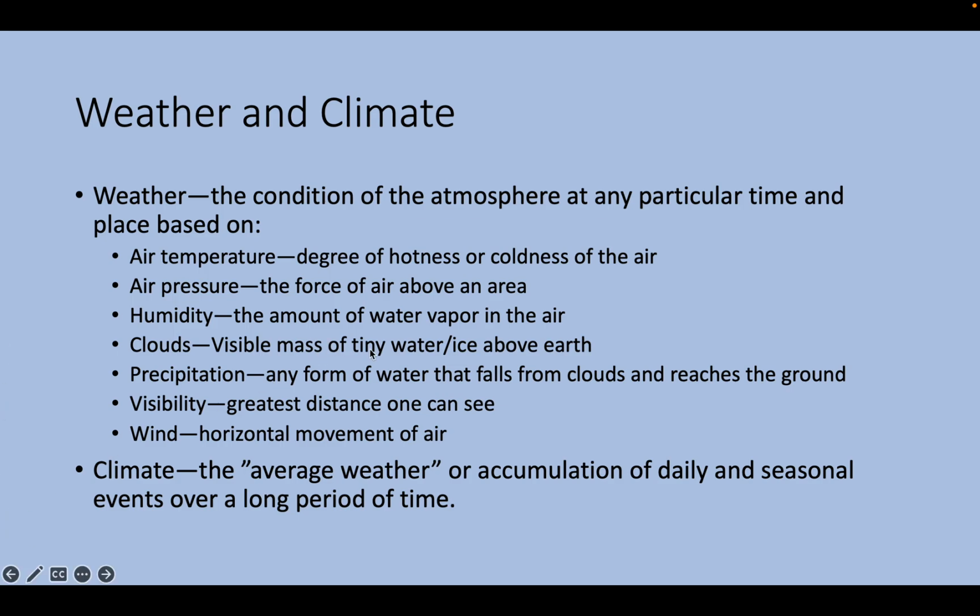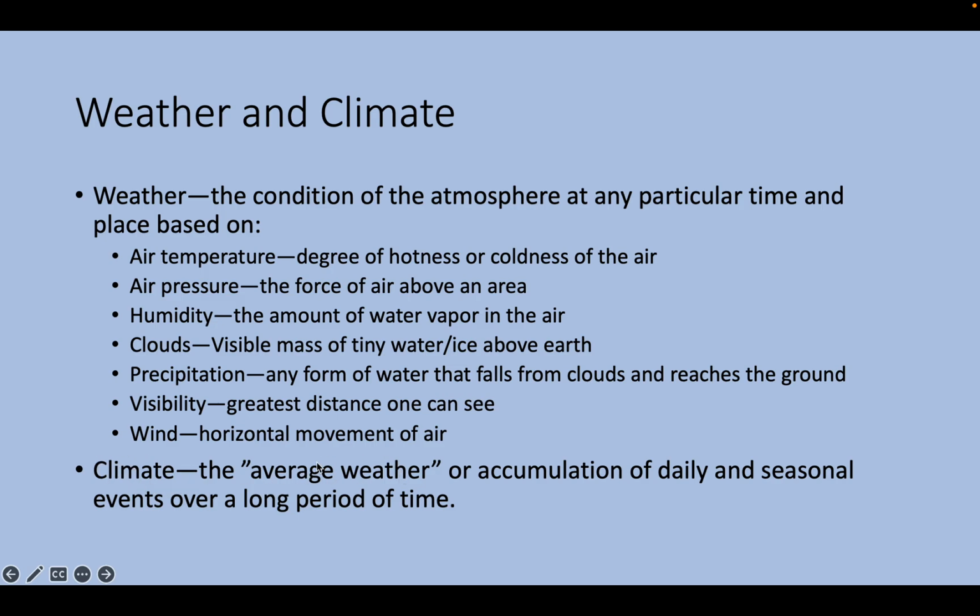Clouds are visible masses of tiny water or ice above Earth. Precipitation is any form of water that falls from clouds and reaches the ground. Visibility, the greatest distance one can see. So the only time we really hear about meteorologists talking about visibility is when there's either Canadian fires, where there's smog in the area, or when it's blizzard conditions, or if it's pouring down rain, and so forth. Wind is the horizontal movement of air. We often talk about wind speed.